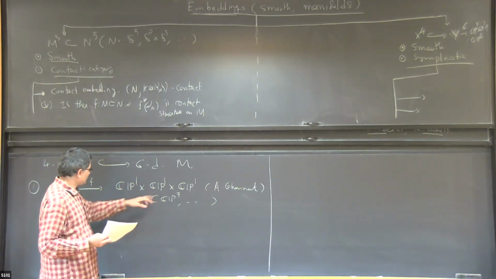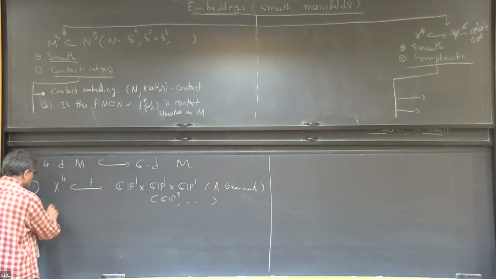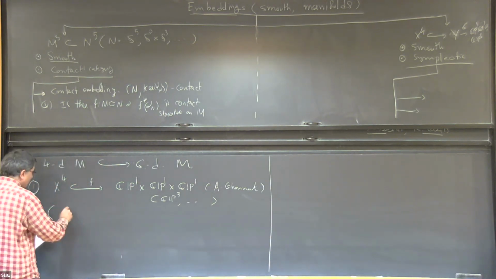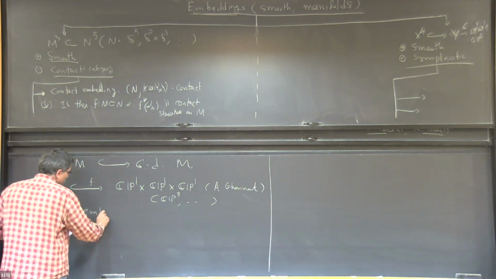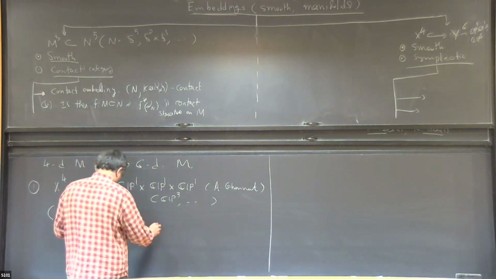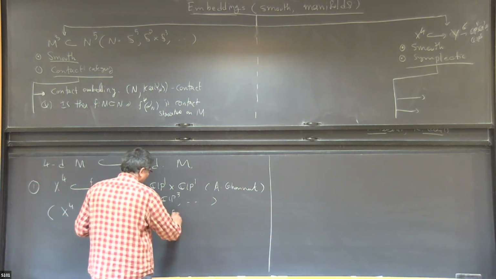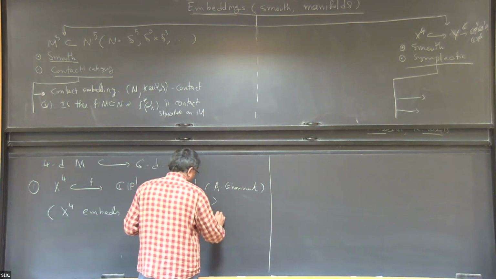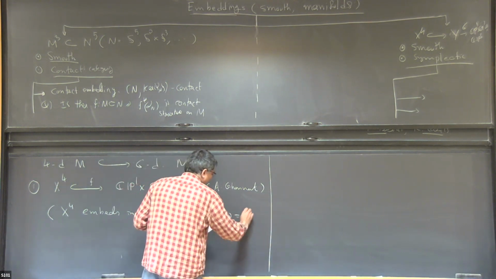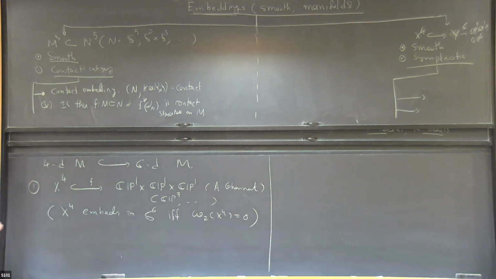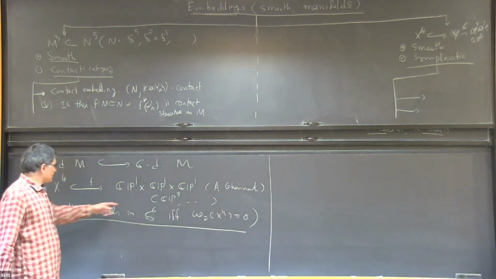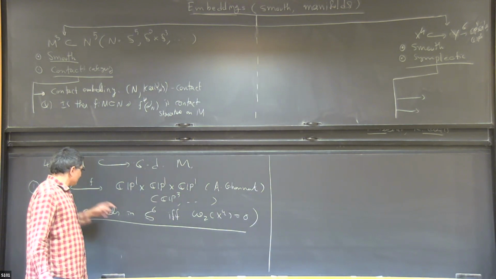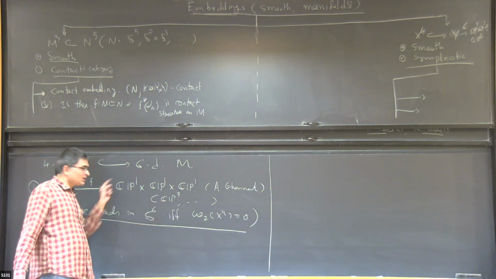What was known in general about smooth embedding is that if you take X4, then X4 embeds in S6 if and only if I think w2 of X4 is 0. So this was the best known result. In general, we have shown that if you replace this S6 by CP3, then all of them embed.